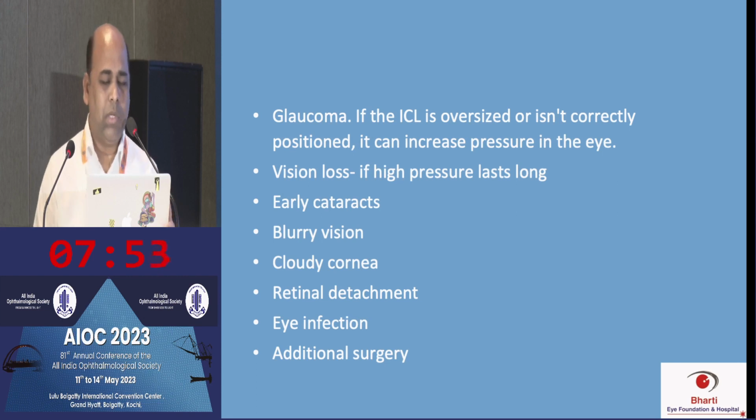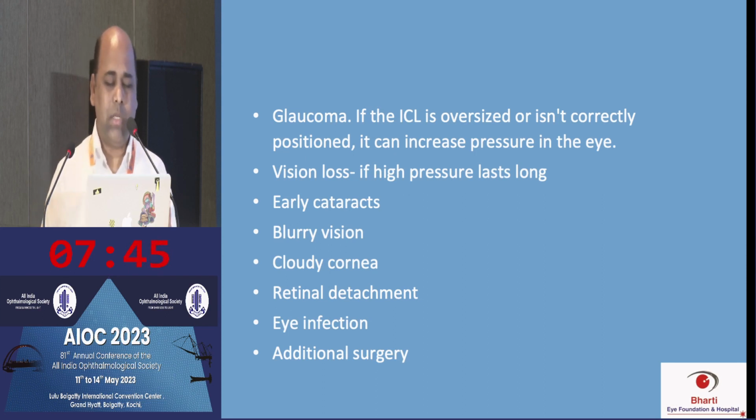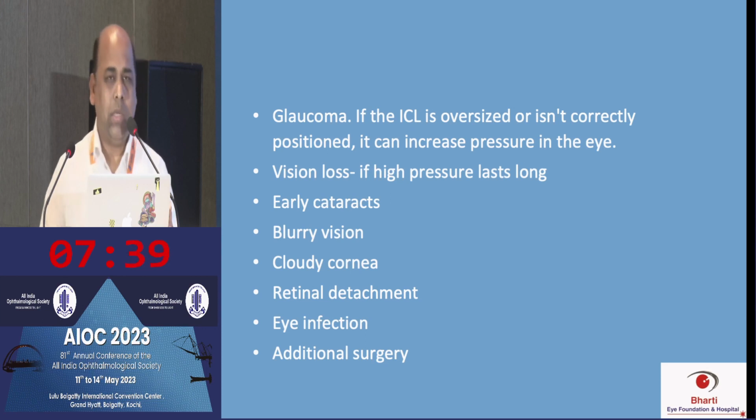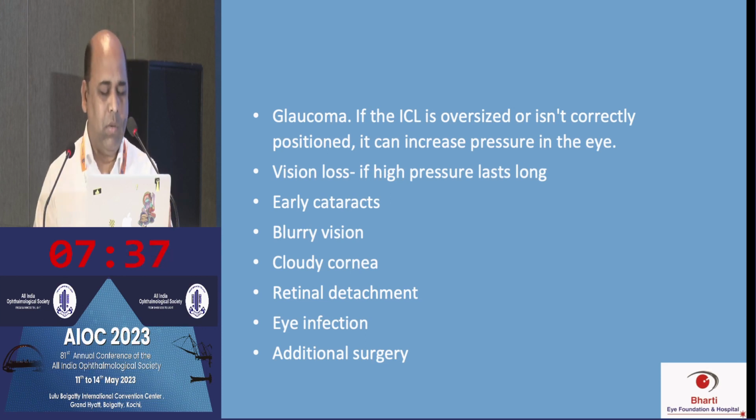So these are some of the complications, like glaucoma. If the ICL is oversized or isn't correctly positioned, it can increase the pressure in the eye. Vision loss if high pressure lasts long. Early cataracts, blurry vision, cloudy cornea, retinal detachment, some intraoperative infections, or you need additional surgery.